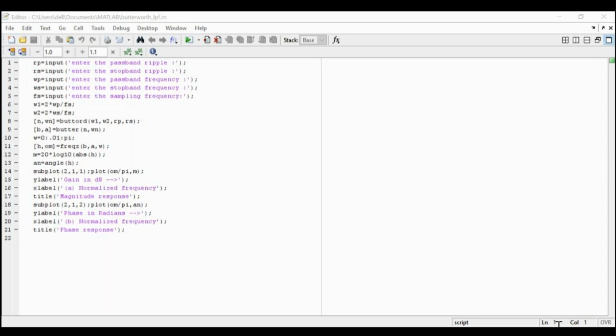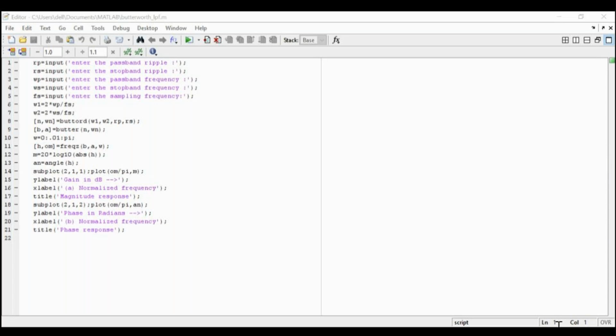Then you will be plotting the frequency response at each and every point, because H will have so many values there. Omega is defined from 0 to pi in steps of 0.01, so there will be a total of 314 values. For every one of these 314 values, you will get the a plus jb representation.